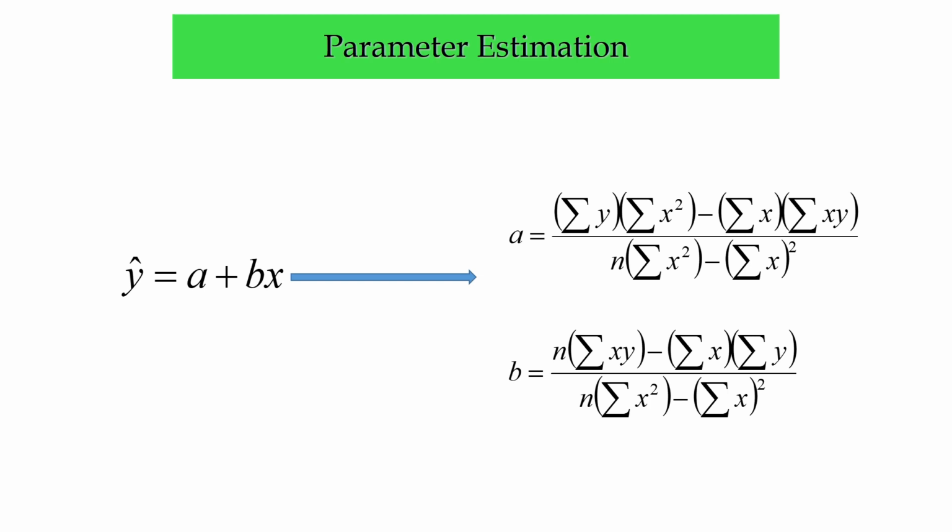So to estimate the value of a, the formula is the sum of y multiplied by the sum of x squared, minus the sum of x multiplied by the sum of xy, divided by n multiplied by the sum of x squared minus the square of the sum of x. And to find the b, we have to use this formula: n multiplied by the sum of xy minus the sum of x times the sum of y, divided by n multiplied by the sum of x squared minus the square of the sum of x.